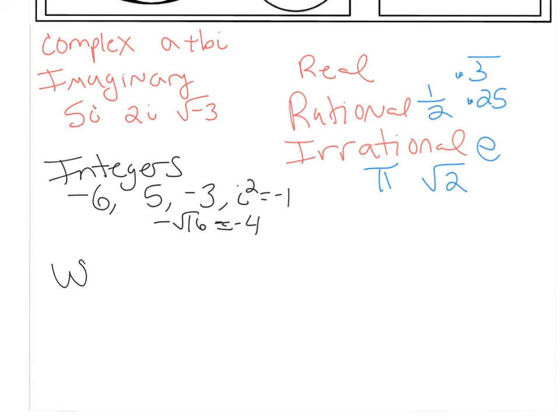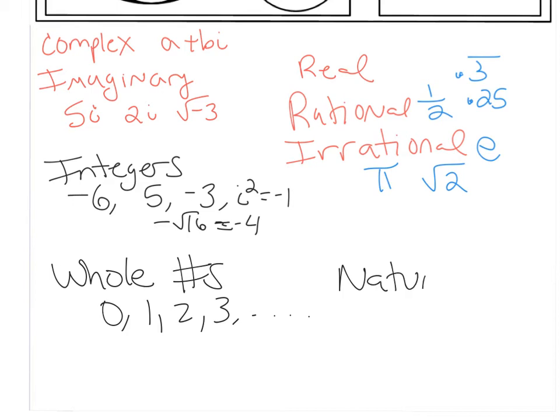Whole numbers. So whole numbers are positive integers including 0. So 0, 1, 2, 3, and so on. And then last but not least are natural numbers. And those are whole numbers not including 0. So 1, 2, 3, and on up positive.